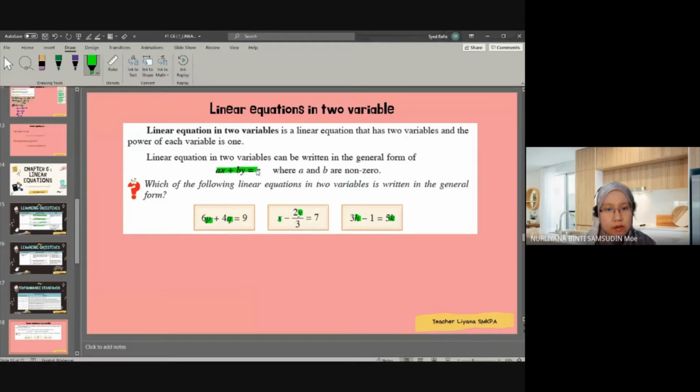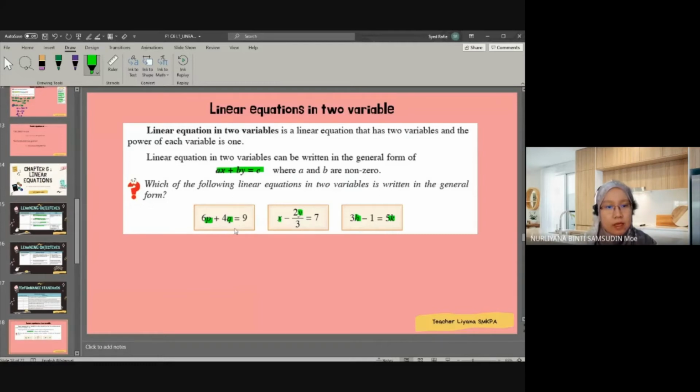This is the general form to write a linear equation: ax plus by equals c. Meaning there is a coefficient and then the first variable, then the second coefficient and the second variable, and one more term at the back, after the equal sign. Which of the following linear equations in two variables is written in general form?